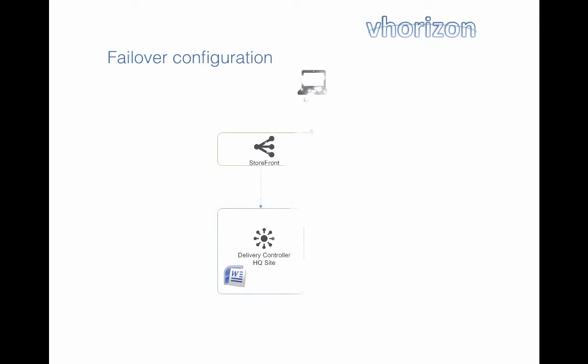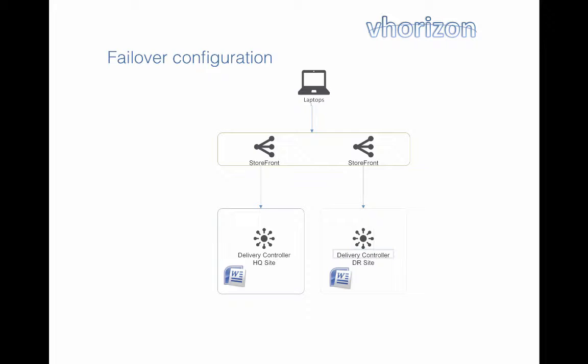So the second scenario we're going to have a look at is a failover configuration. This basically provides you with a live HQ and DR site configuration within StoreFront. So you can put both sites within the managed delivery controllers section of the StoreFront GUI, and then you specify the primary HQ site on the left hand side, and then underneath that you'll have the DR site.